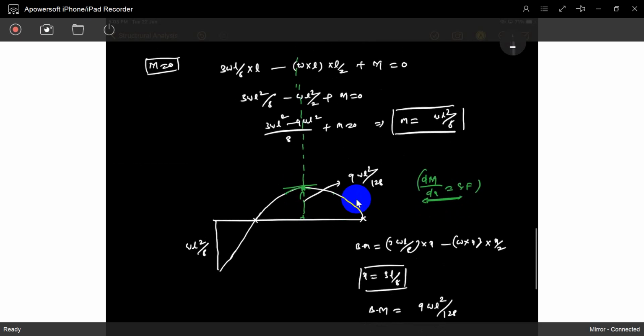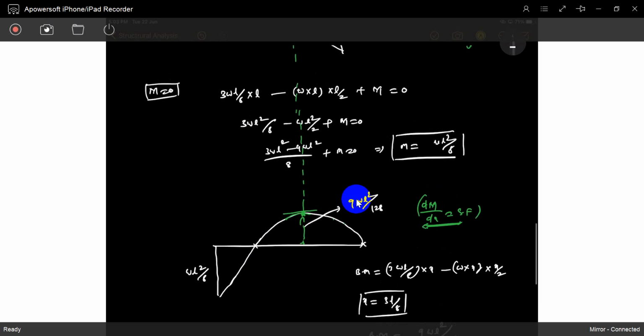Do it, take x equal to 3L by 8. It's just multiplication. Sir, I don't know multiplication. Join elementary school, no problem at all. Okay, that's it. And also I am asking where it is going to be 0.